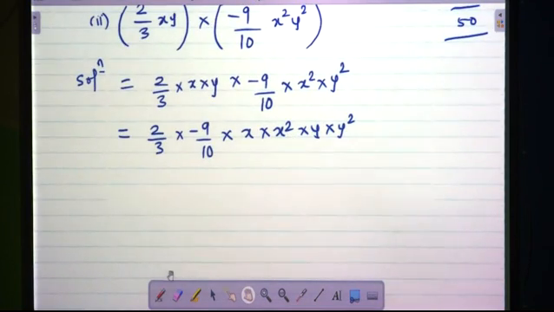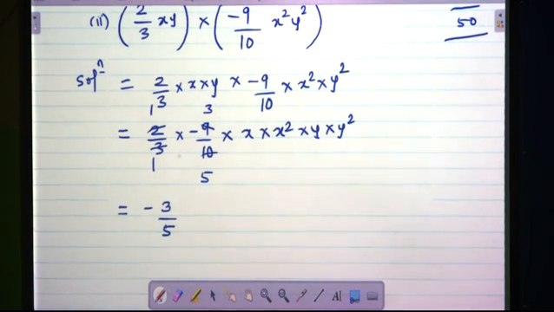The next step is 2 upon 3 multiplied by 9 upon 10. I can do the cancellation. 3 1s are 3, 3 3s are 9, 2 1s are 2, 2 5s are 10. It is minus 3 upon 5. Why? Because 1 into 3 is 3 and 1 into 5 is 5, and the second fraction is negative. So plus into minus is minus 3 upon 5.